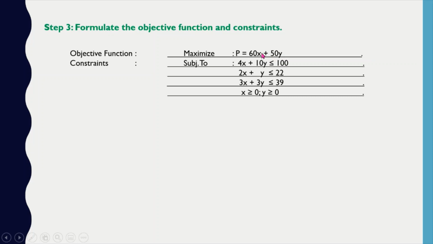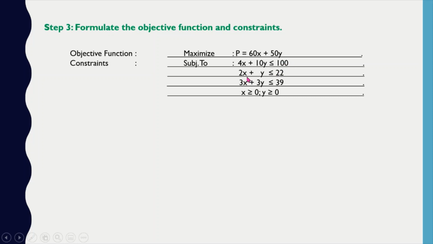X is our type 1 variable for computers, that is the price at 60. And here we have our type 2, the price is 50, and we consider Y as our type 2 variable. Okay? And for our subject to constraints, we have X for type 1 and 10Y for type 2, less than or equal to 100 only, because our variables for assembly time cannot be more than the available resources of our assembly time.